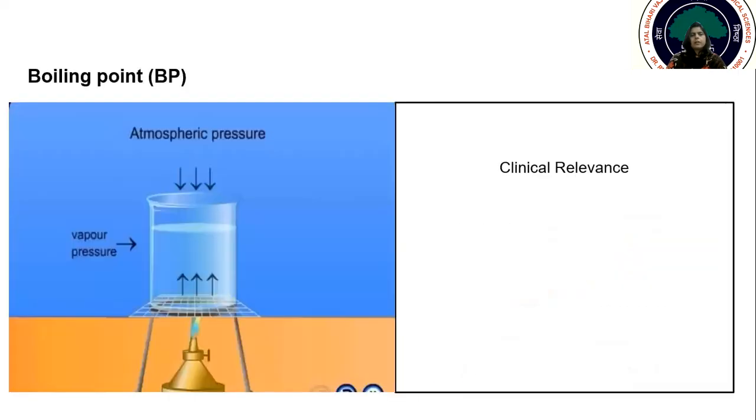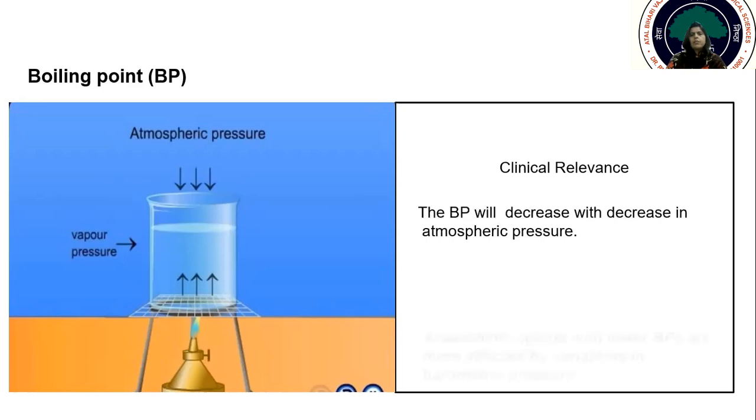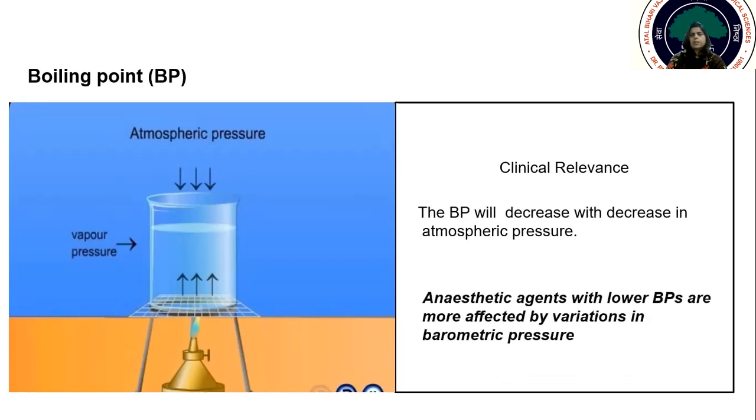Now, what is boiling point? The temperature at which vapor pressure is equal to atmospheric pressure is known as boiling point. The relevance is that the boiling point will decrease with decrease in atmospheric pressure. What does it mean? If water boils at sea level at 100 degrees centigrade and you boil the same water at higher altitude, then it will boil at lower temperature, suppose around 80 degrees centigrade. And those anesthetic agents with lower boiling points will therefore be more affected by the variation in the barometric pressures.